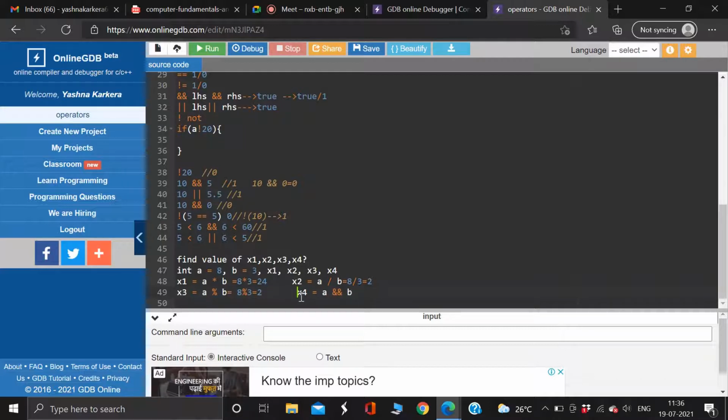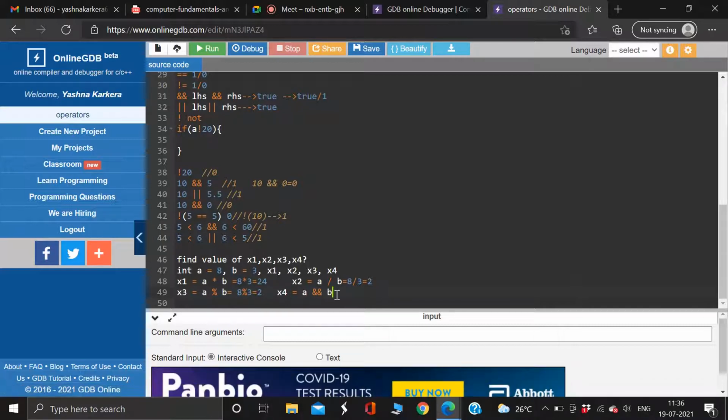Now, how many of you could solve this? x4 is 8 and 3. So what answer did you get? 0? Why? No, it's 1. Both are true values. They are truth values, so you get it as 1.